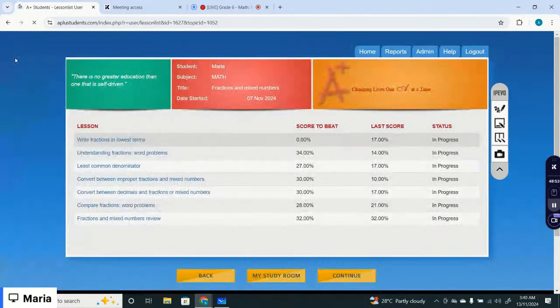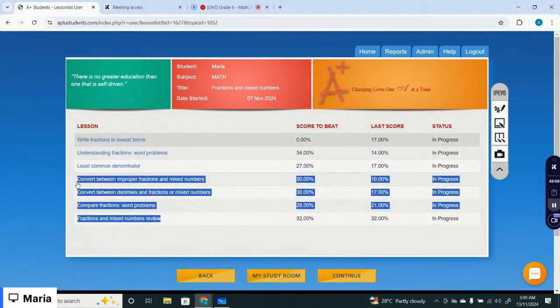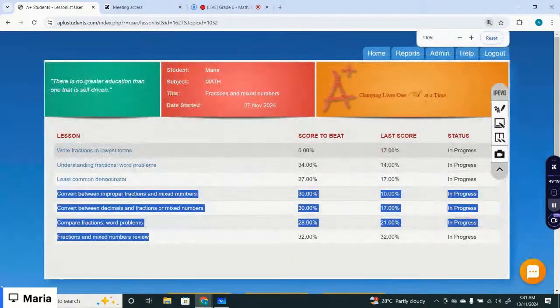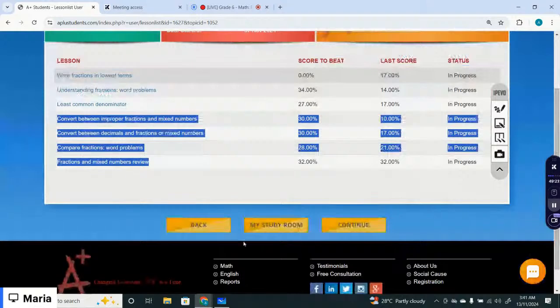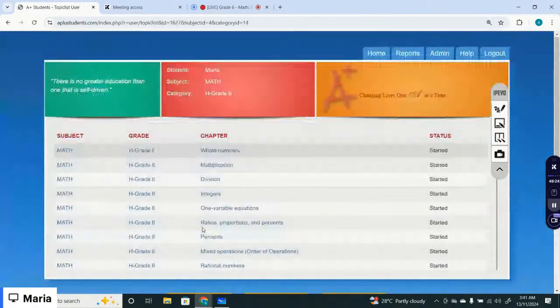So, we were working on grade 6 math. The chapter we were working on is fractions and mixed numbers. The lessons we have covered today are convert between improper fractions and mixed numbers, convert between decimals and fractions or mixed numbers, compare fractions word problems, and fractions and mixed number review. So please make sure before the next session you complete all the practice questions for the lessons we just did. That is your homework until next session.